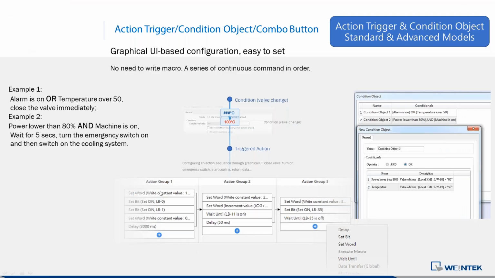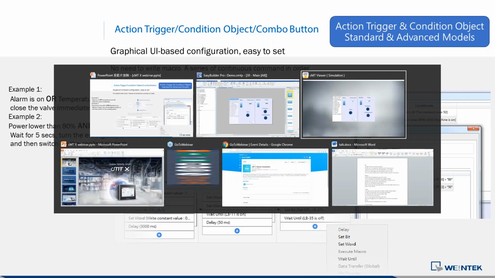Another example is that when the power is lower than 80% and the machine is on, these both conditions must be met at the same time, and wait for 5 seconds, and turn the emergency switch on, and then switch on the cooling system. All right, so let's take a look here.